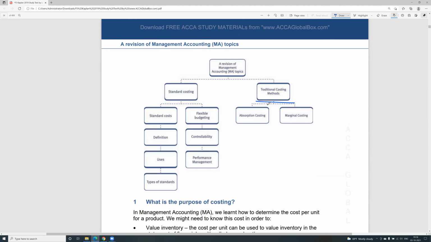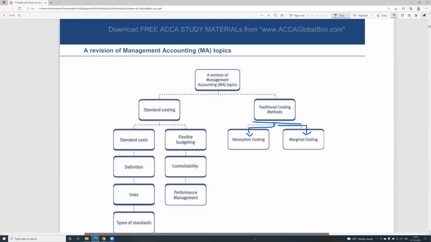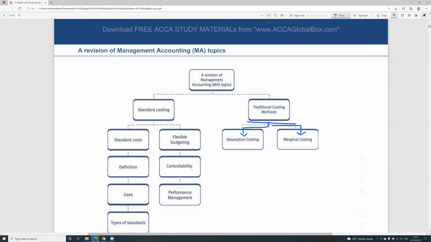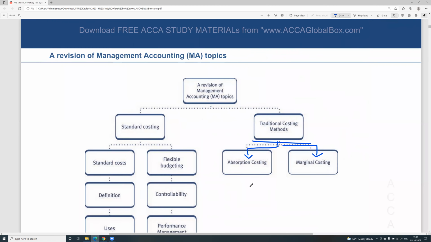Traditional costing method. You saw what was there: absorption costing and marginal costing. In this chapter we are going to look forward at a revision about these traditional costing methods, and also a revision about standard costing, flexible budgeting and so on, which you have already dealt with. Still we are going to do it with you so that you have proper clarity over it. Let me just zoom in so that you can have a proper look.